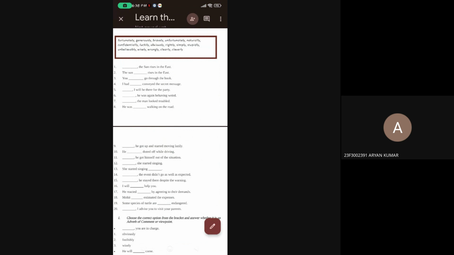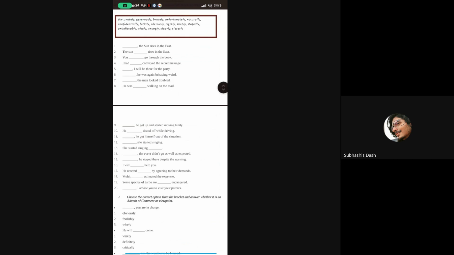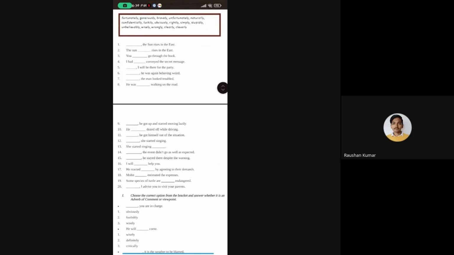Okay, I think this should be okay. Since we can see the whole of the sentences, it shouldn't be a problem. We'll start. The first sentence, you can see the screen now, right? Yes, ma'am. Okay. The first one: dash, the sun rises in the east. You can go through those options in the boxes and choose the one that you think is the most appropriate. In this case, I'm finding two. Naturally, ma'am, like naturally and obviously.